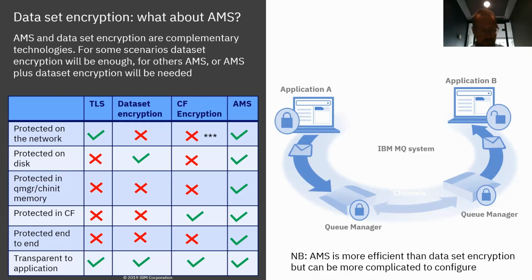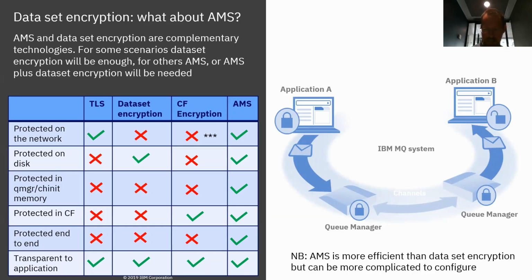So just coming back to the performance side of things, I will say that AMS is more efficient than dataset encryption because AMS does the encrypt once, decrypt once approach. If you send your message through 5 queue managers, we encrypt on the put to the first queue manager, and we decrypt on the get from that last fifth queue manager, and that is way more efficient than with dataset encryption, where basically every time MQ writes to the dataset, that's an encryption, and every time it reads from the dataset, that's a decryption action.